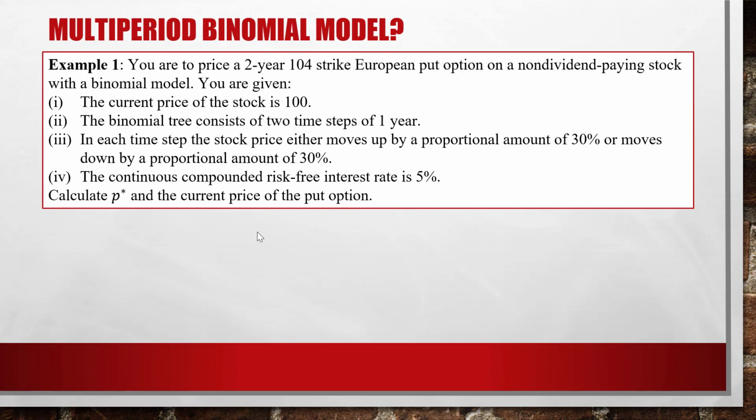Let's consider this example. Example 1. You are to price a 2-year 104-strike European put option on a non-dividend paying stock with a binomial model. You are given that the current price of the stock is 100. The binomial tree consists of 2 time steps of 1 year. In each time step, the stock price either moves up by a proportional amount of 30% or moves down by a proportional amount of 30%. The continuously compounded risk-free interest rate is 5%. Calculate p star and the current price of the put option.